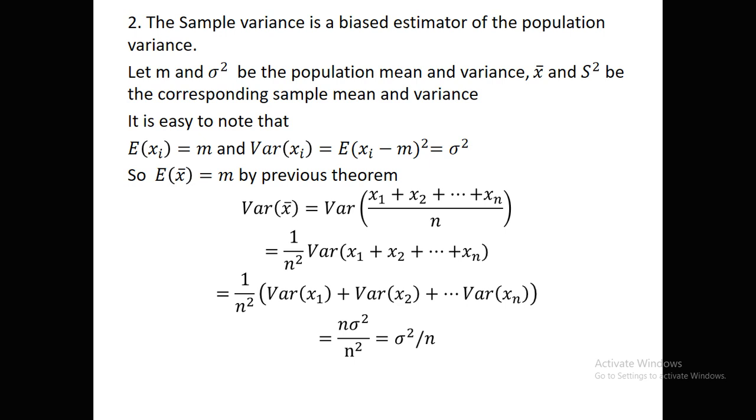Now let me calculate var of x bar. Var of x bar is var of x1 plus x2 plus dot xn by n. Since var of ax plus b, you know from your previous probability results, var of ax plus b is nothing but a square times var of x. So that 1 by n should be coming out as 1 by n square. So 1 by n square times var of x1 plus x2 plus dot xn. After all the calculation, it will be sigma square by n.